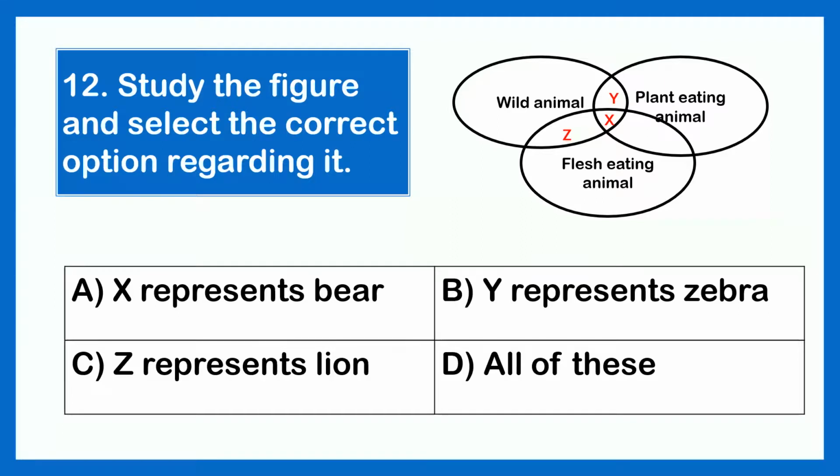Let us now look at the options. Option A, X represents bear. Is it possible? Yes, it is a wild animal. It eats plants as well as flesh. And option B, Y represents zebra. Y is a wild animal as well as a plant-eating animal. Therefore, zebra could be the right option. And option C, Z represents lion. Z is a wild animal as well as a flesh-eating animal. So that is also right. So all the 3 options are right. So therefore, answer is option D, all of these.